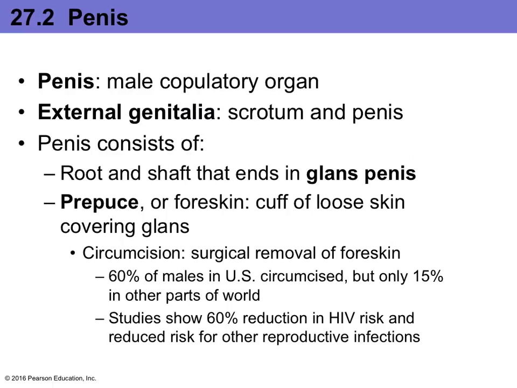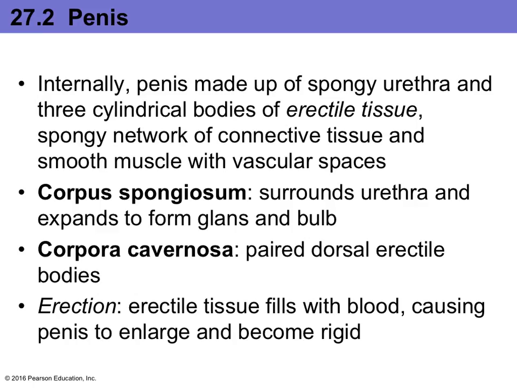For the male, the external genitalia consists of the scrotum and the penis. And obviously the penis is for copulation. You have the glans or the head, the prepuce or the foreskin. And internally there's erectile tissue. This is spongy connective tissue that can absorb a lot of blood and becomes rigid.